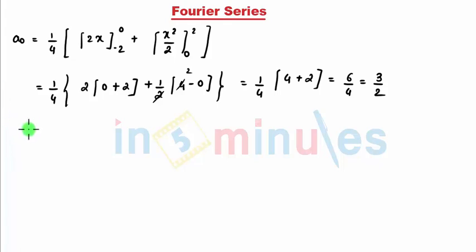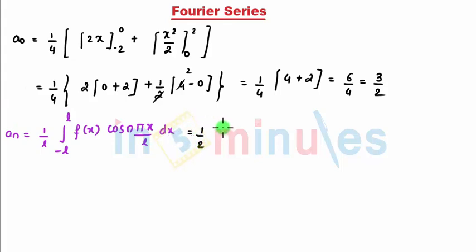Solving a_n. So a_n is 1 upon L, integral from -L to L of f(x) cos(n pi x by L) dx. So again, after substituting here, I can write 1/2, integral from -2 to 2 of f(x) cos(n pi x divided by L), where the value of L is nothing but 2, dx. So my function gets split.